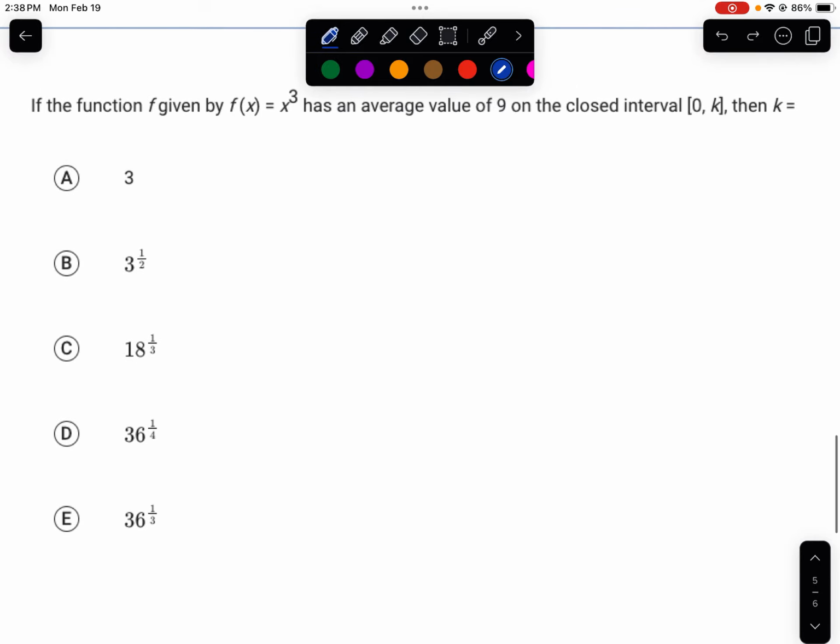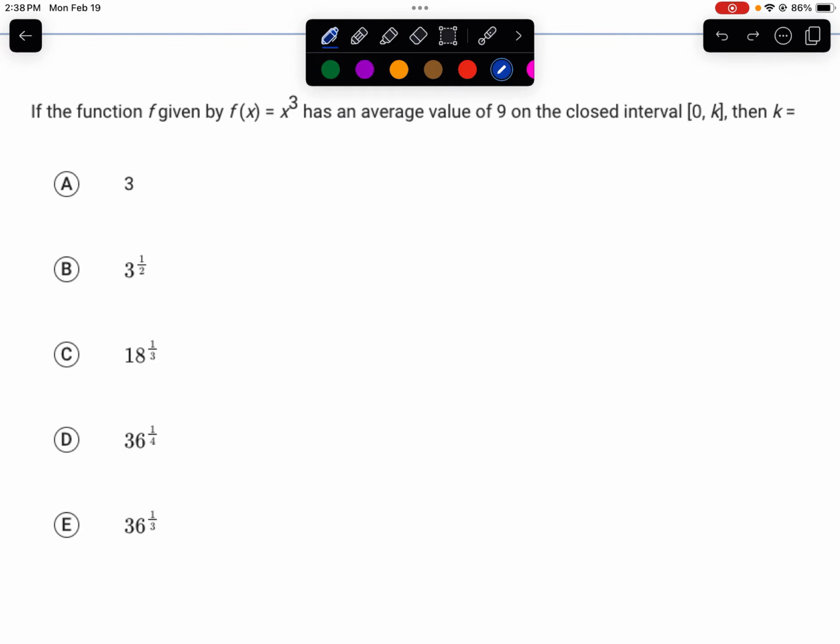Now, of course, in true AP style, we might run into some questions that require a little bit more problem solving, and there might be various other iterations of this question right here, but here is at least one question that's going to require us to do a little bit more problem solving rather than just using the formula to evaluate. So here, if the function f is given by x cubed, and it has an average value of 9 on the closed interval from 0 to k, then k equals one of these multiple choices, all right?